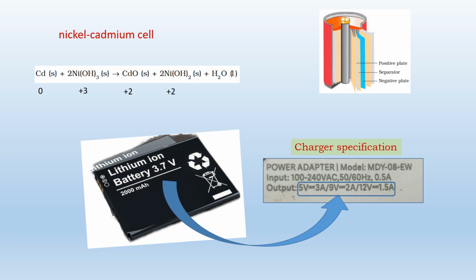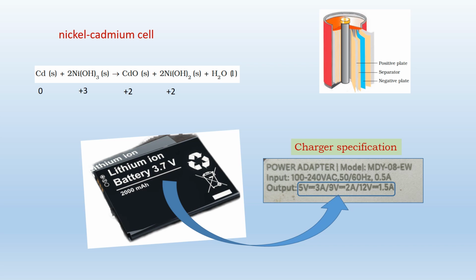And another example for the secondary battery is the lithium ion battery, which we regularly use in our day-to-day life. That is, we are using lithium ion batteries in our cell phones and mobile phones. In a lithium ion battery, they will give the cell potential. See the picture I have mentioned, the 3.7 volts is the cell potential, right, for the lithium ion battery.